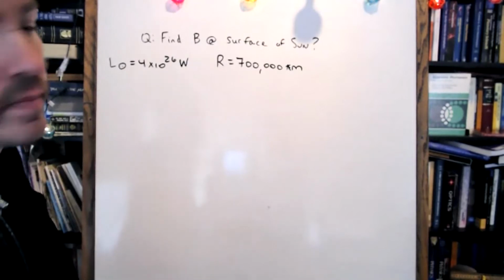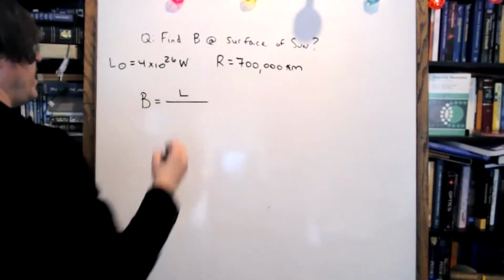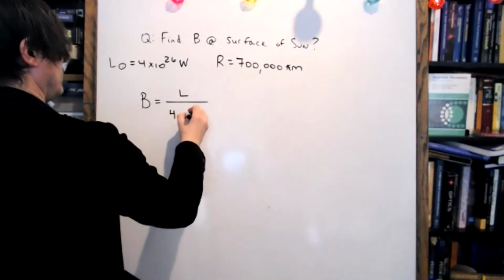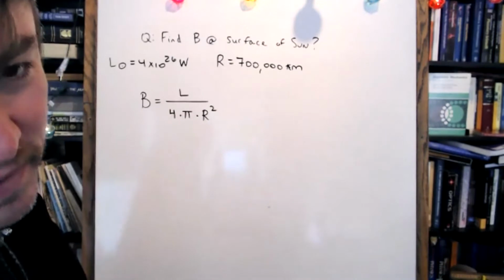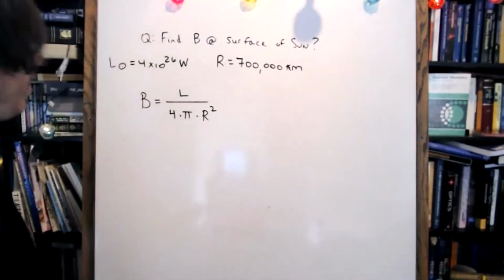B equals L over 4 pi r squared. Where do you see F? Did I say F? I meant 4 pi. Sorry. It sounded like you said F, but whatever. I could be hearing things. Okay, what are you going to do about the r?